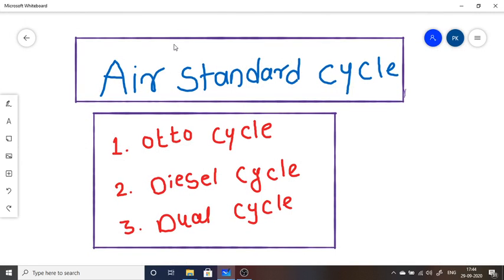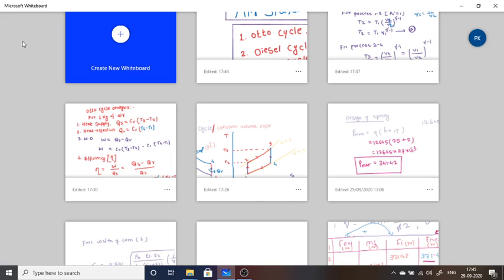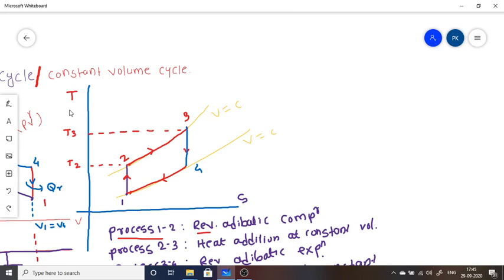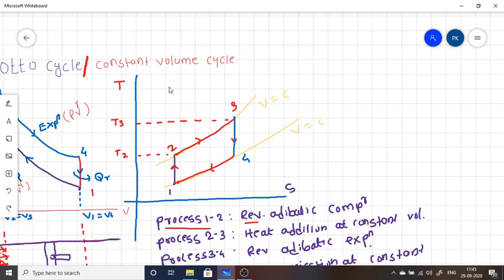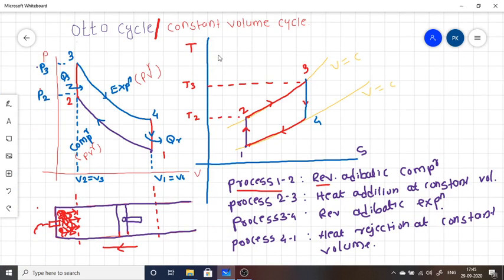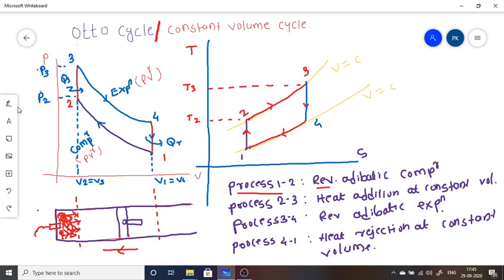Air standard Otto cycle. In today's lecture, we're going to discuss the analysis of the air standard Otto cycle. In this, we're going to derive the expression for efficiency and the work done. This is a PV diagram, pressure versus volume diagram, and this is the TS diagram.